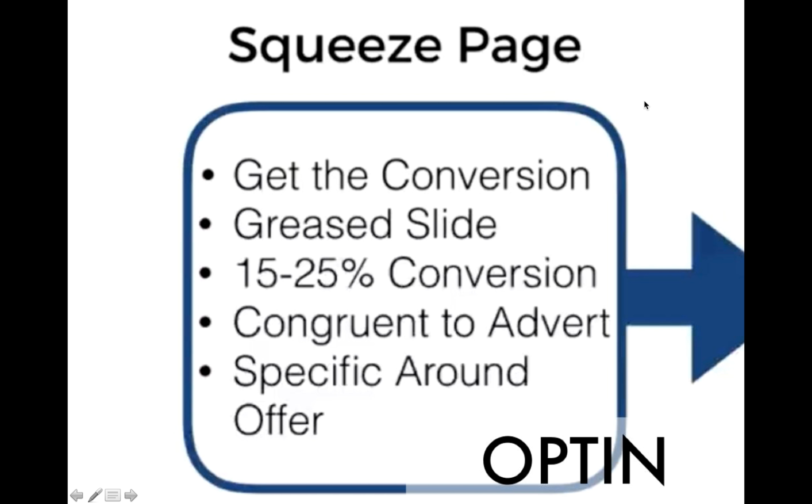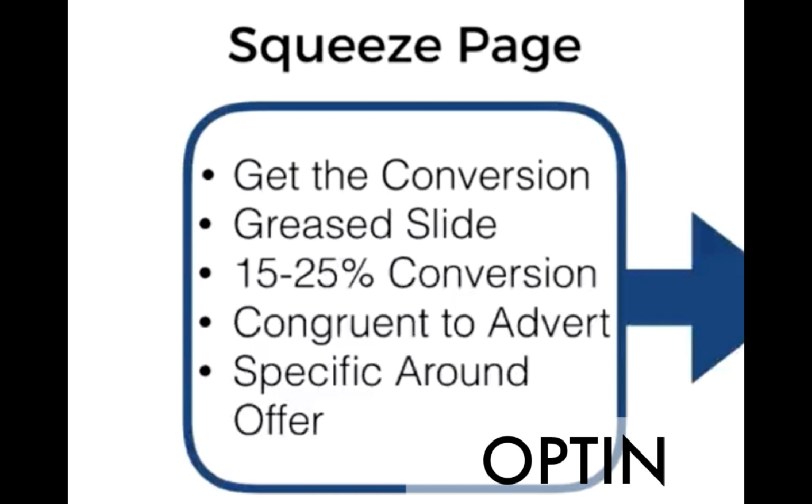Okay, so the opt-in page. Here's the main purpose of it. Okay, it's to get the conversion. It should feel like a grease slide. So look, they've read through the copy on the Facebook advert, all right, and they've just been led into the opt-in page. They should just slide through it effortlessly and easily, okay?